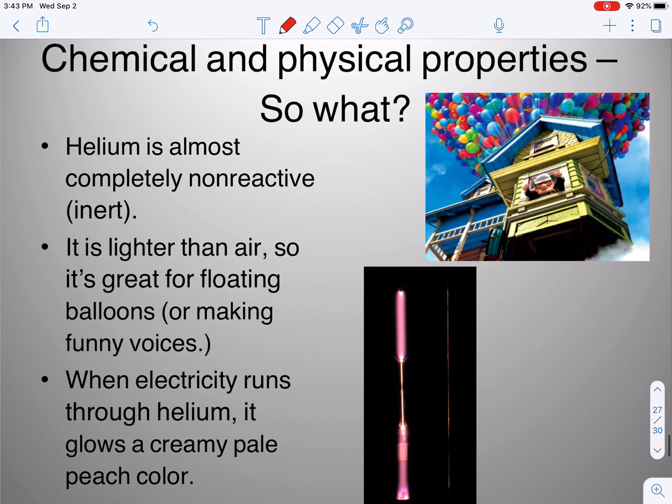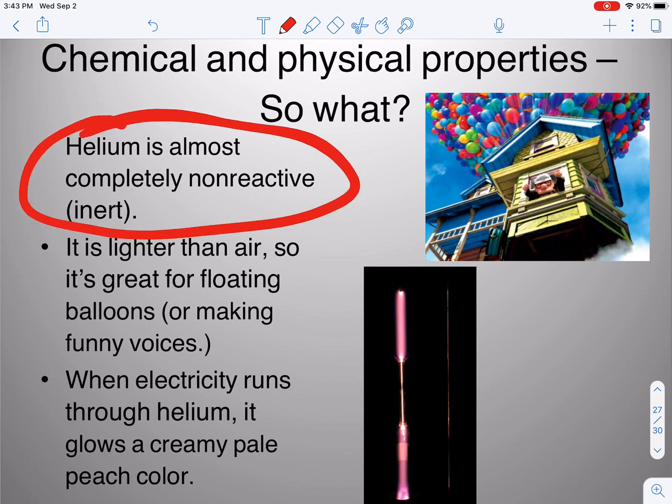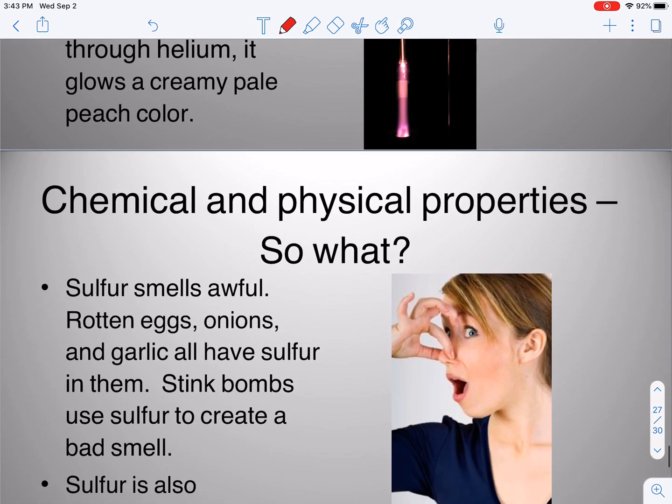Hey, helium. One of the great things about helium is we know that it's inert, it doesn't react. And it's great for making some balloons float, right? Because we know that it's less dense than the air around us, which is mostly nitrogen and oxygen. It also is great at making those funny noises when you inhale it. All right, moving right along here.